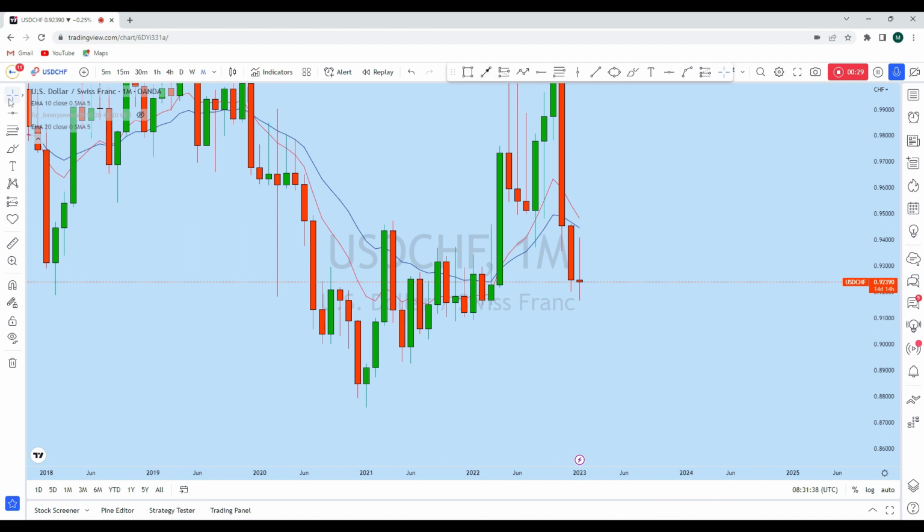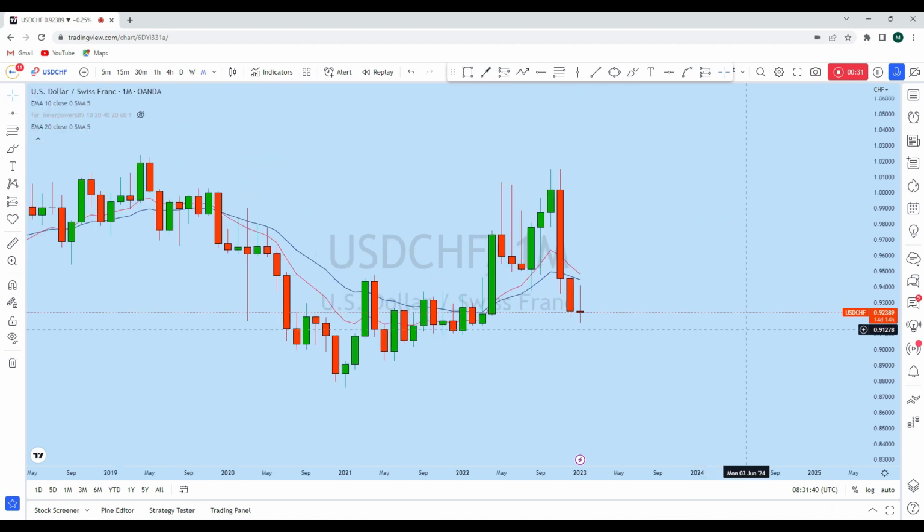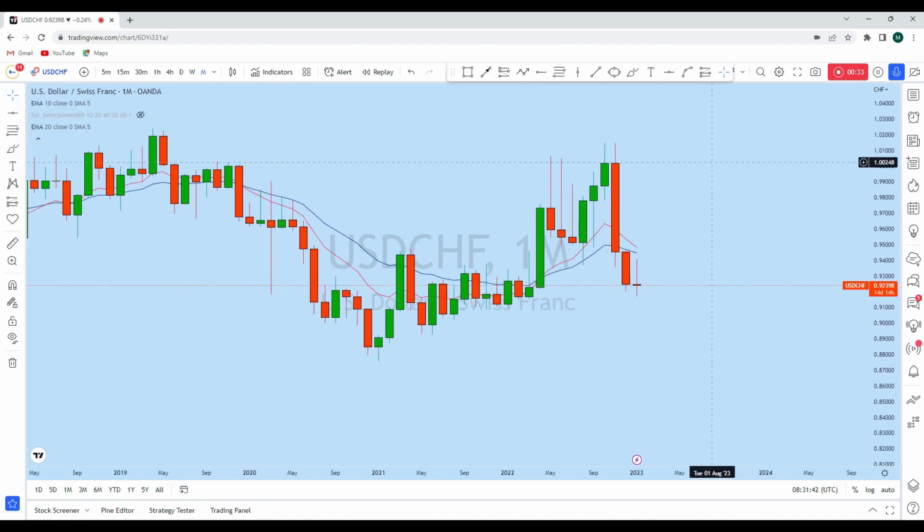Now, from the monthly perspective, we see that USD CHF is a long-term bearish market with this long bearish engulfer. What we have seen is that USD CHF has created this giant bearish engulfer that has grabbed liquidity from this top, and then created this giant bearish engulfer followed by a narrow candle. Now this is a continuation pattern on the monthly perspective.